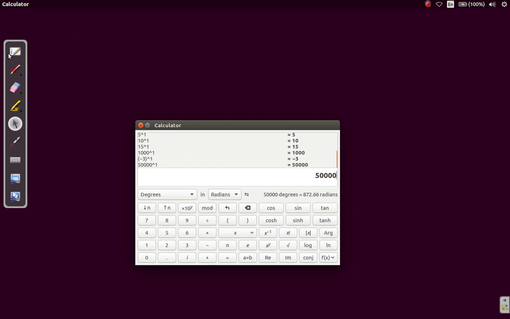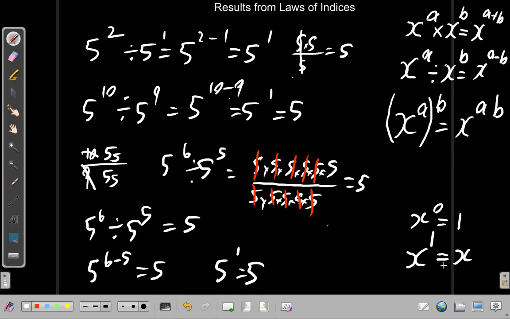It seems we can't escape from it. This law holds, it is a valid law. You raise a number to the power of 1, you get back the number itself. Alright? So that is one. Those are two results that come from the laws of indices. In the next video, we'll look at some more results.